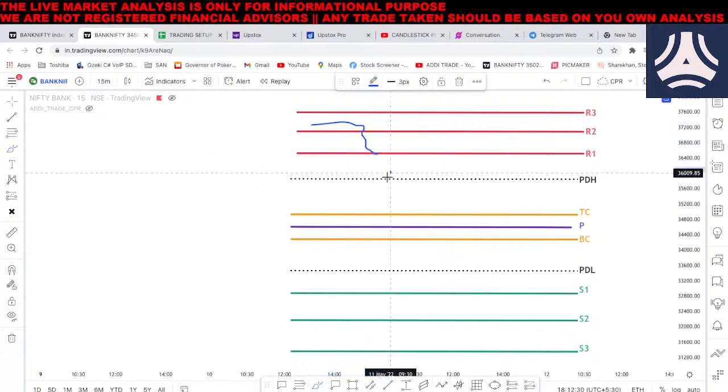The moment this previous day high breaks, right, on the lower side, see the market has opened here and we are coming down. The moment this previous day high breaks, most likely we will hit the CPR. Once we hit the CPR, we can just keep trailing stop loss. There's a chance that we can even break CPR and go down.